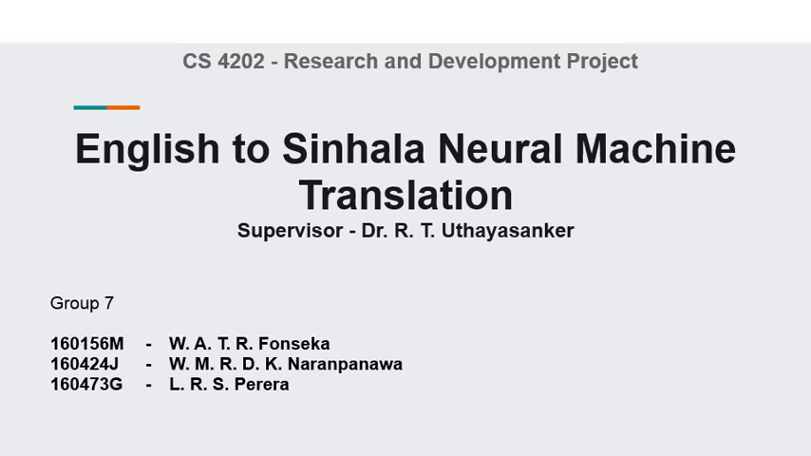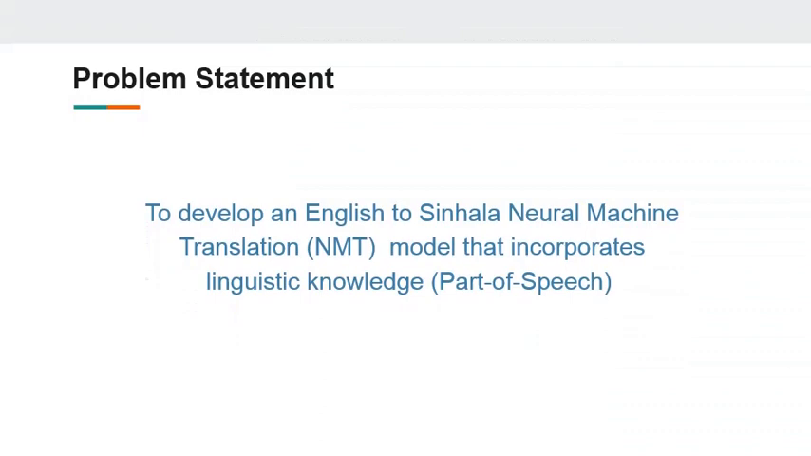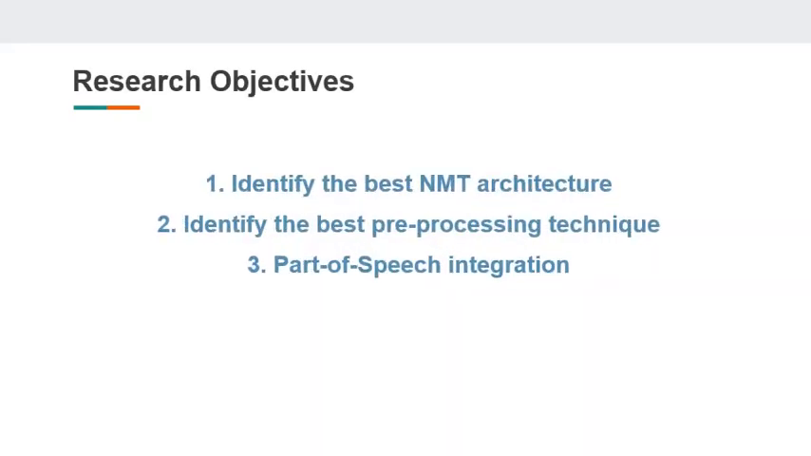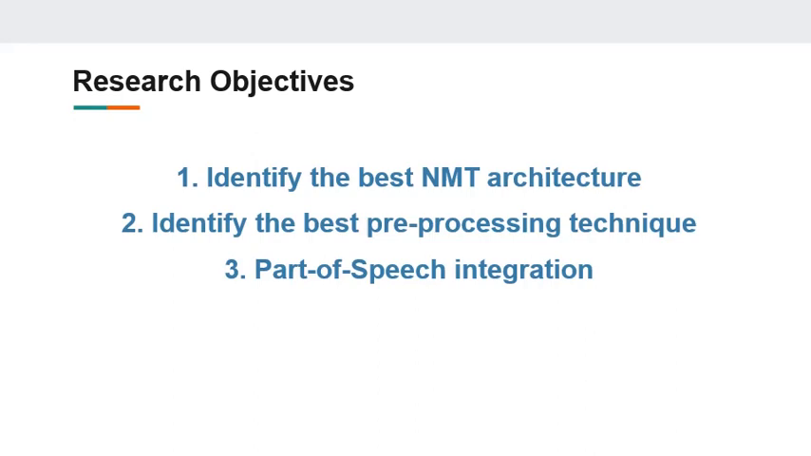English to Sahara Neural Machine Translation. This research is to develop an English to Sahara neural machine translation model that incorporates linguistic knowledge, which is part of speech. Here are our research objectives.